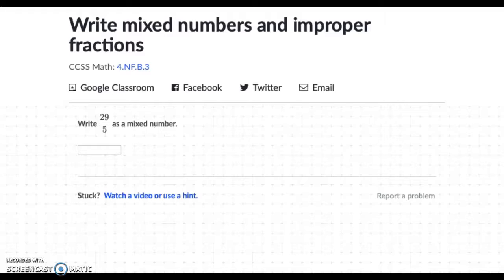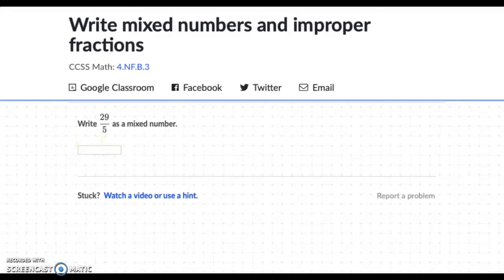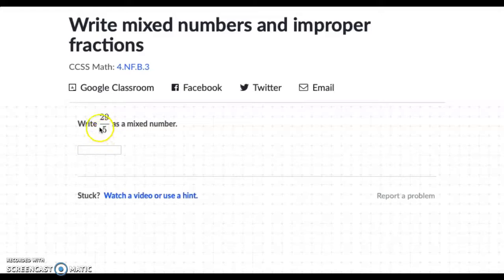So let's begin. To write 29 over 5 as a mixed number, we're going to do some division. Super easy, super simple. We're going to do 29 and 5. First, we're going to check how many times does 5 go into 29.